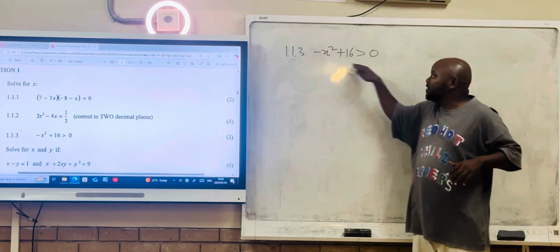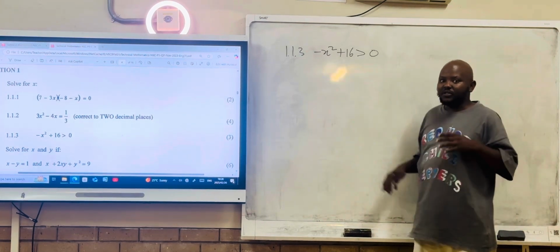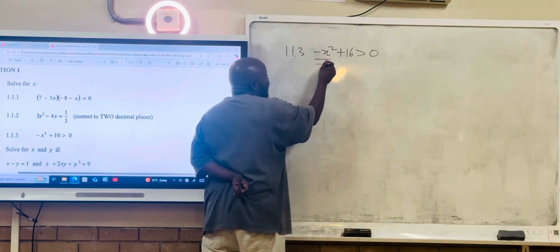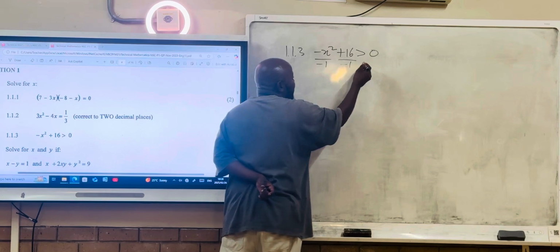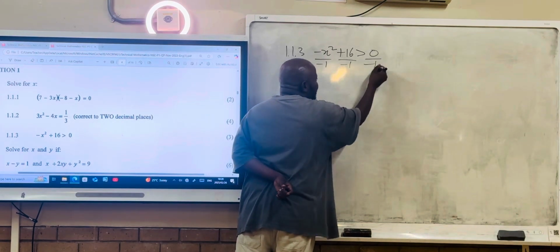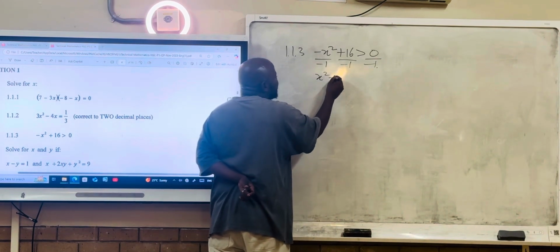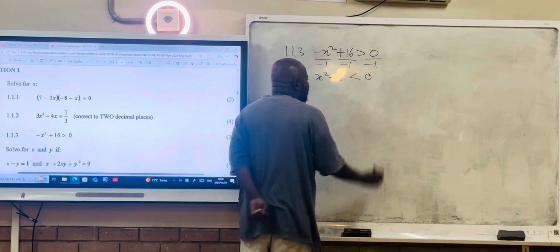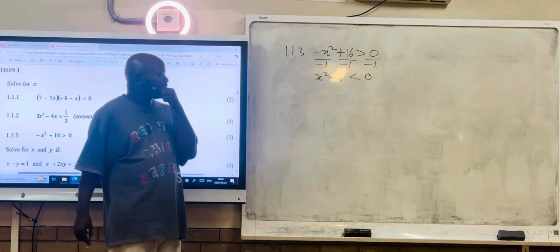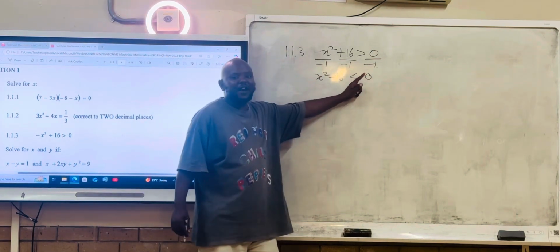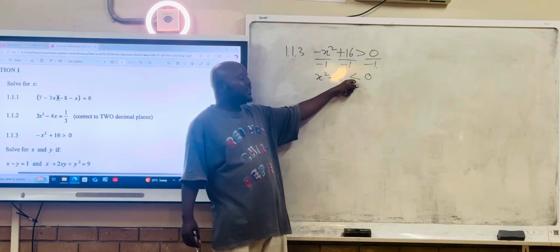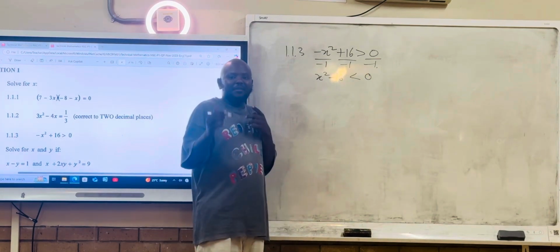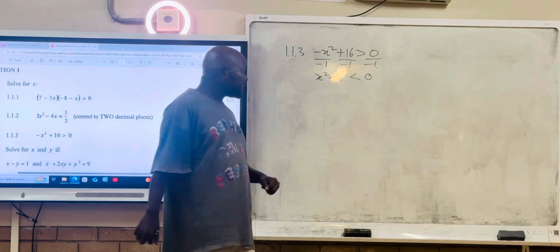But now when we divide by a negative, the inequality sign does what? It changes. We are just going to divide by negative 1 on this side, and divide by negative 1 also on this side. So x squared minus 16 is now less than or equal to 0. Normally, when we divide by a negative sign, what is happening to the inequality sign? It changes.